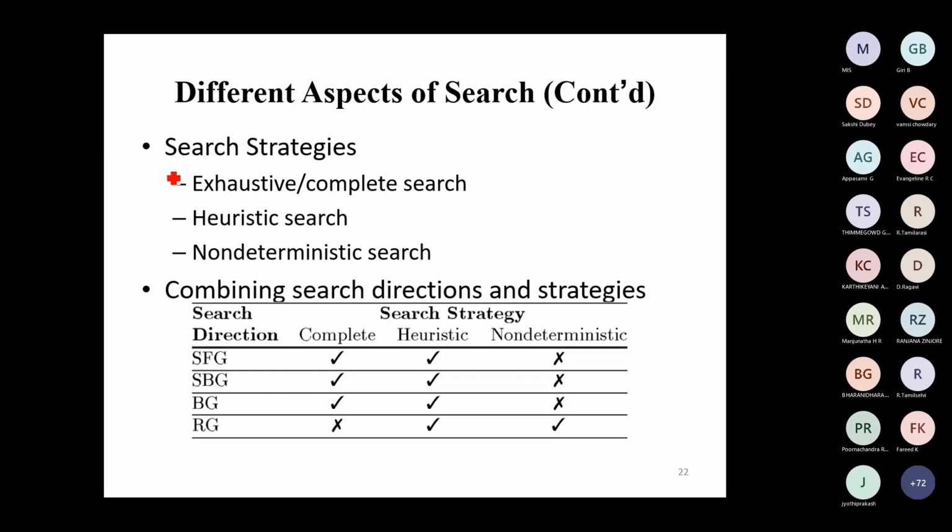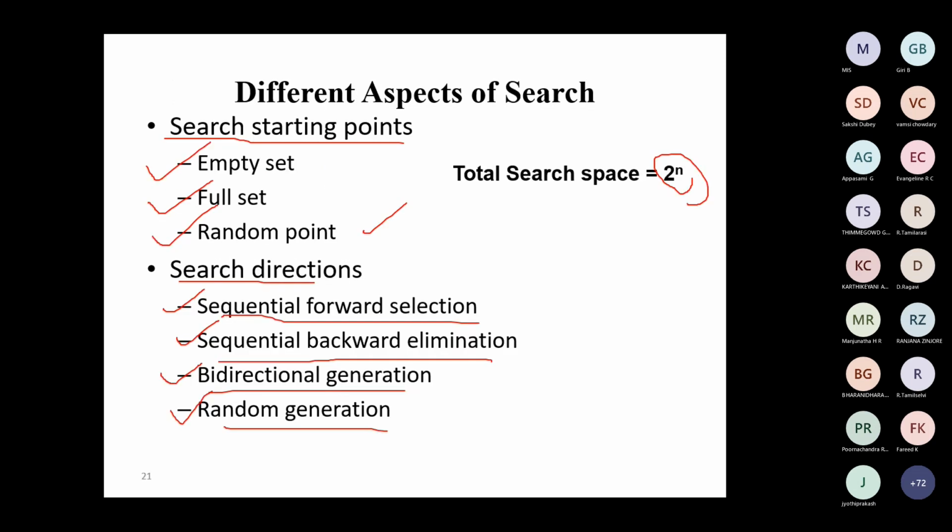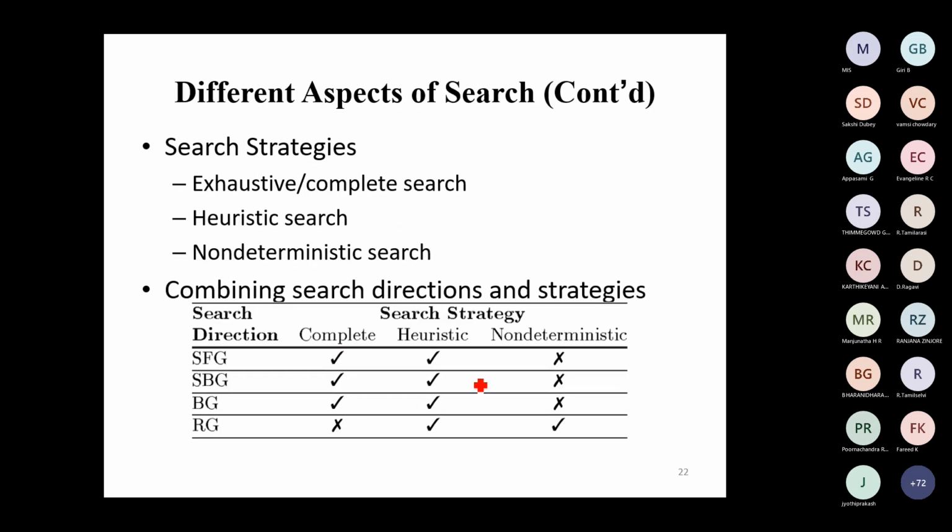So this is the starting point, which starting point you have to take: either empty set, full set, or random point. The search directions are forward selection, backward elimination, random generation, bidirectional generation. And what about the search space? As I already said, if we have 100 features, the number of search spaces is 2 power 100. It is a very huge search space. We cannot search all the combinations to identify the best one.